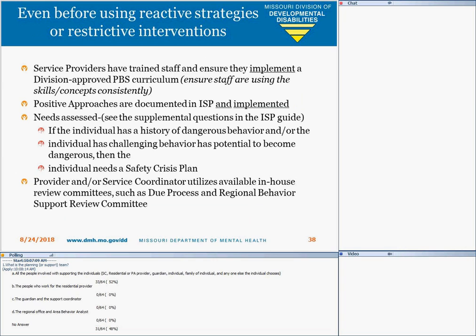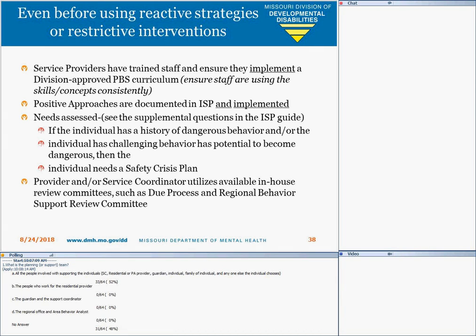So, something to emphasize is that even before using reactive strategies or restrictive interventions, the providers are required to have trained staff in positive supports and ensure that staff are implementing or using those positive supports. So initial training is not enough. You need to ensure that staff continue to use those approaches. Positive approaches need to be documented in the individual support plan. The individual support plan needs to be implemented, used.